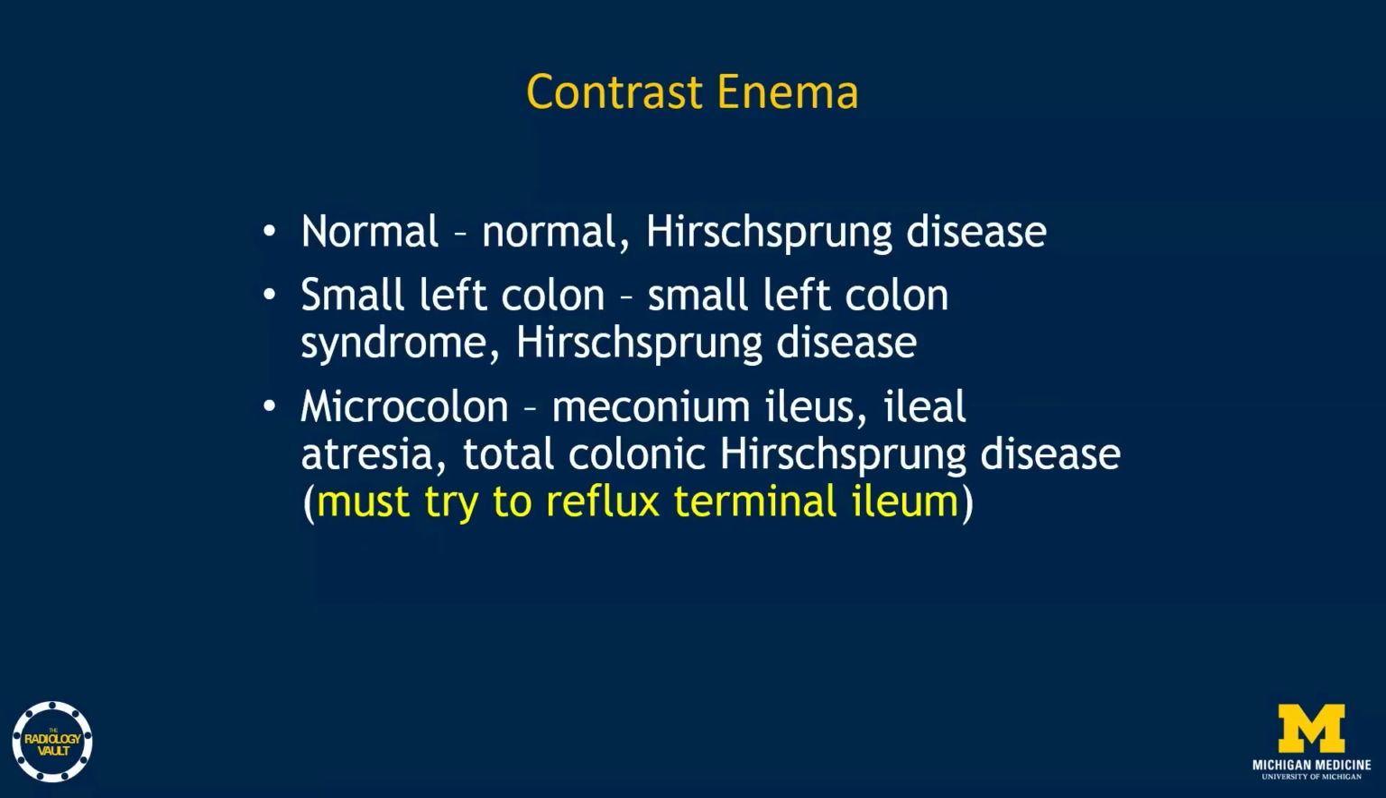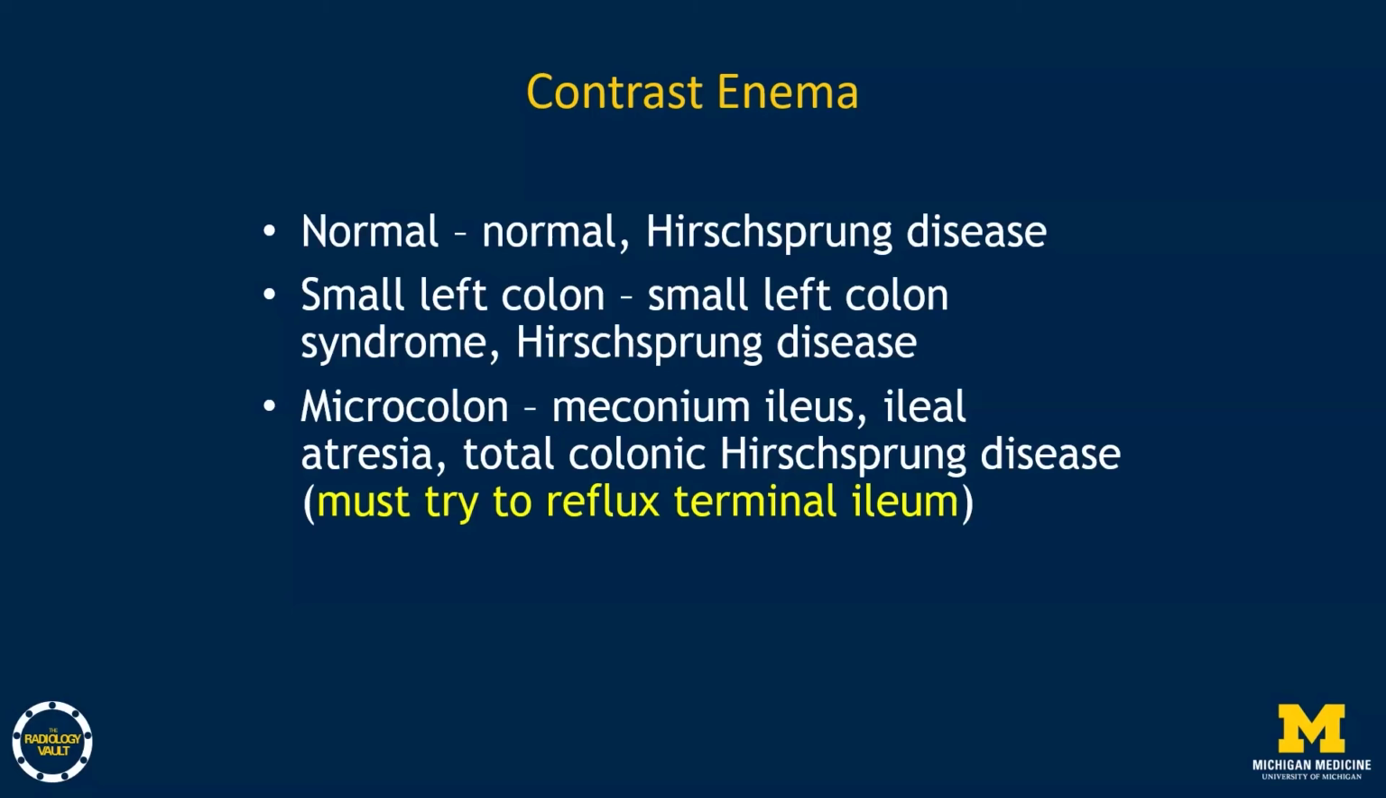Now, when you do the contrast enema, in general, you use a small end-hole catheter, and as I mentioned before, for the most part, you would use water-soluble contrast. When you do that enema, if the enema, in your opinion, looks normal, it may very well be normal and the patient does not have a mechanical obstruction or functional obstruction of some kind. The differential diagnosis does include Hirschsprung disease, as in a small percentage of cases, the enema can look normal and the patient still have Hirschsprung disease.